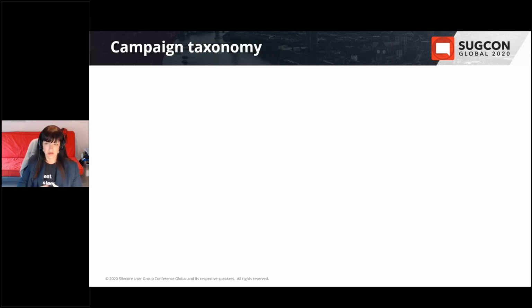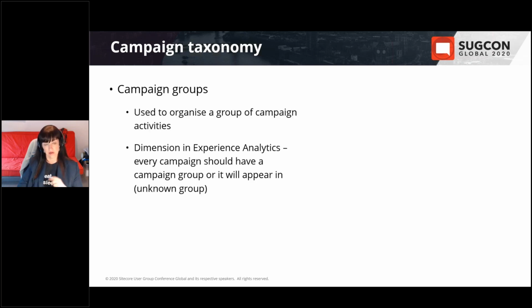Okay, campaigns, right? As I showed you in the quick wins, campaigns are a really common way of personalizing. So outlining a campaign taxonomy for your Sitecore instance is going to be really crucial, right? You want to start with campaign groups because every campaign needs a campaign group. Otherwise, it appears in Experience Analytics as unknown group, which is really messy.